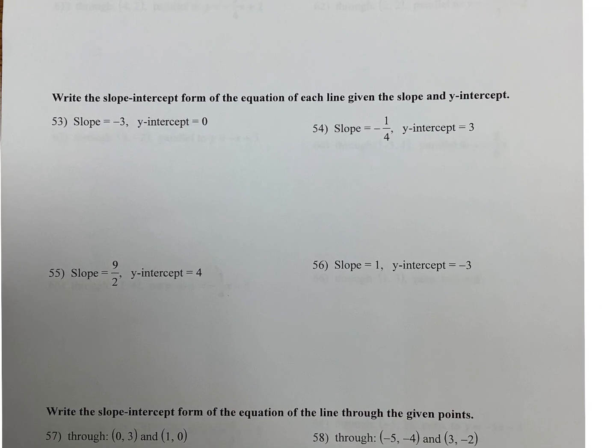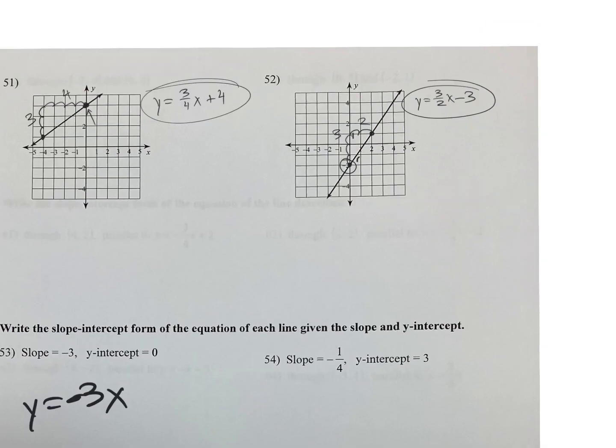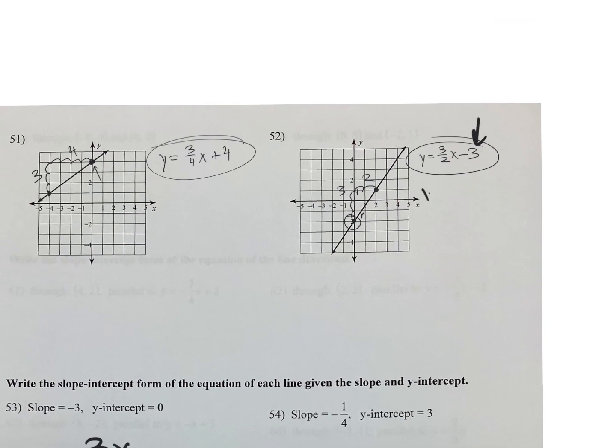Now write the slope-intercept form of the equation, given the slope and the intercept. Okay, this is, again, supposed to be easy. So y equals negative 3x plus 0. Make sure the negative is not part of your number. What? For this one, should it be negative? All right, correction. This should be y equals 3/2 x minus 2. Good job.